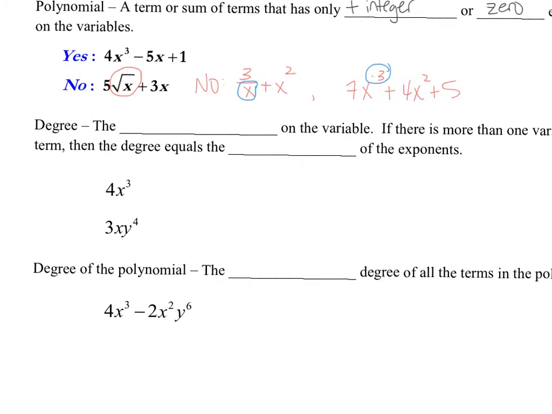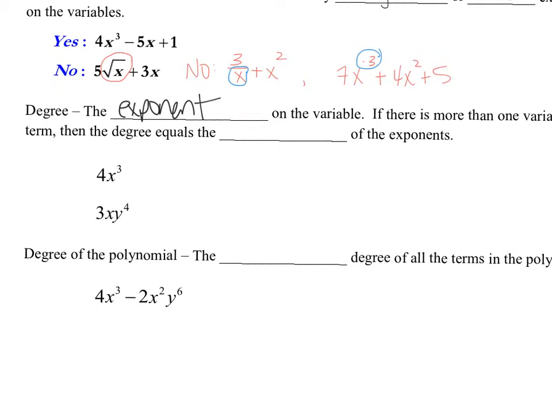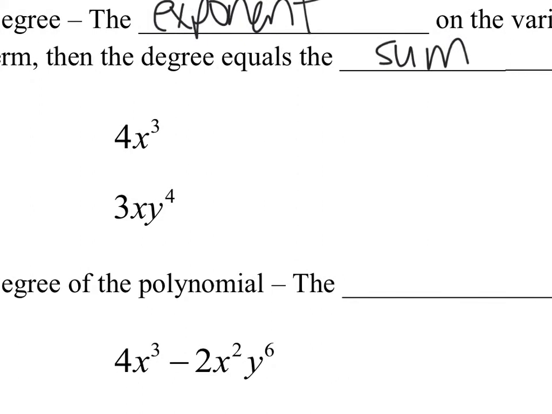Another thing we need to talk about is the word degree, and it is the exponent on the variable, and if there is more than one variable that has an exponent, then the degree equals the sum of the exponents for that term. Okay, so we can look at this first example, 4x to the third. The exponent on the x is 3. That makes this have a degree of 3.